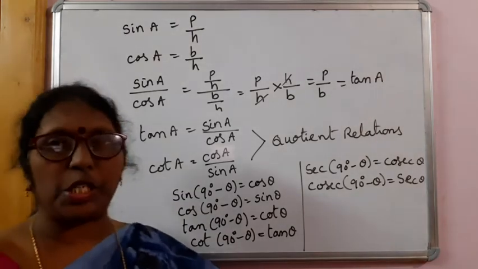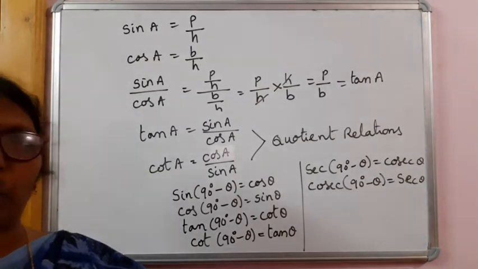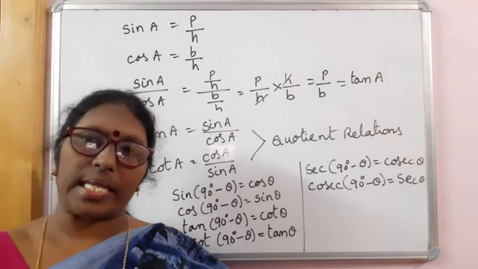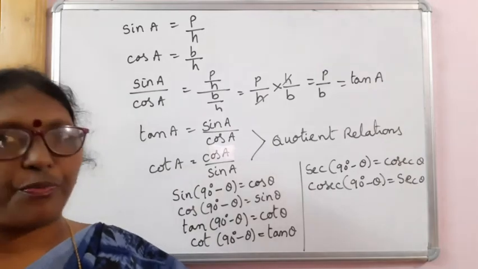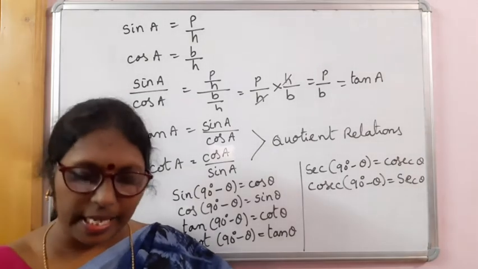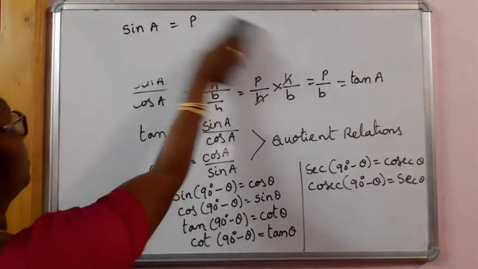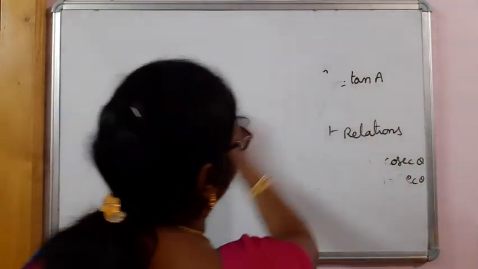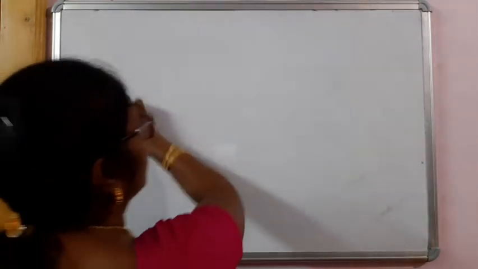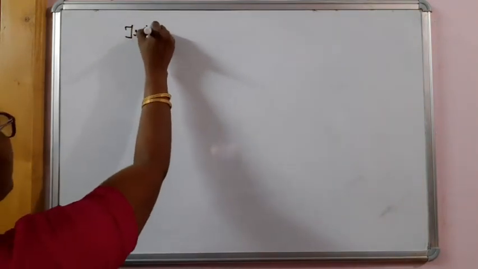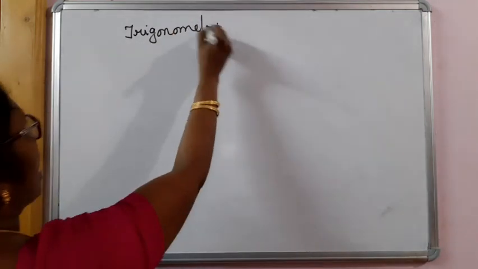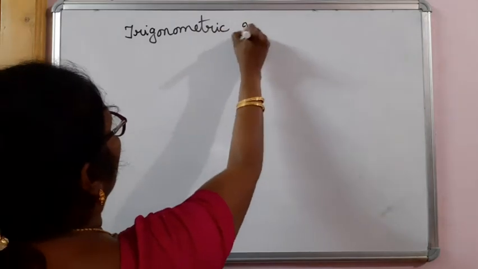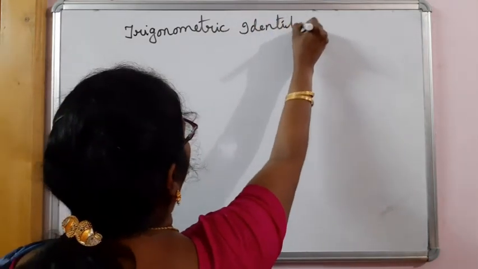The values: sin 0 is 0, sin 30 is 1 by 2, sin 45 is 1 by root 2, sin 60 is root 3 by 2, sin 90 is 1, and so on. You have to revise all those before going through trigonometric identities, which you are going to learn now. So, what are trigonometric identities? An equation involving the trigonometric ratios of an angle is known as a trigonometric identity.